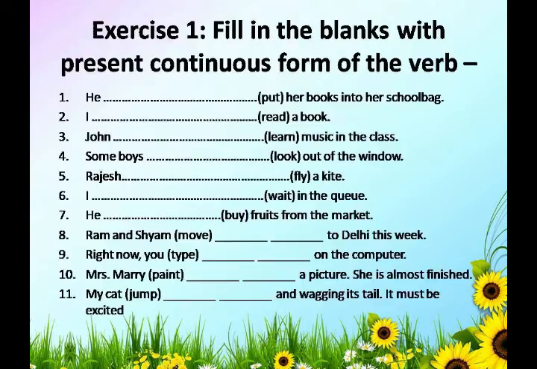In exercise 1, you have to fill in the blanks with the present continuous form of the verb. You are given the options. You have to write down the answers applying the rules and syntax of the present continuous tense. Then write down the answers in your notebook. If you write sentences, it would be very good, and then check your answers. All answers are given after completion of all exercises.